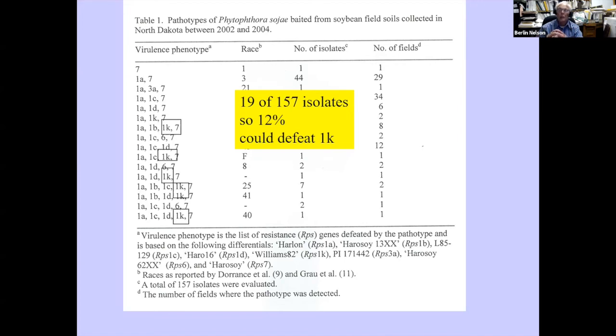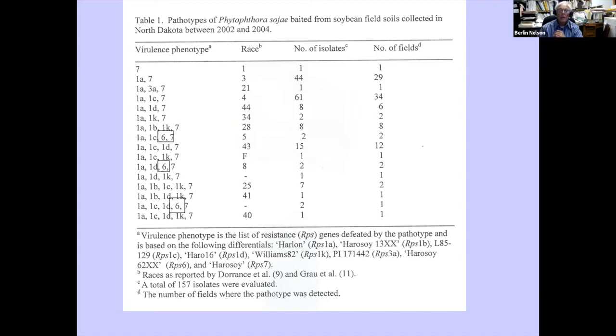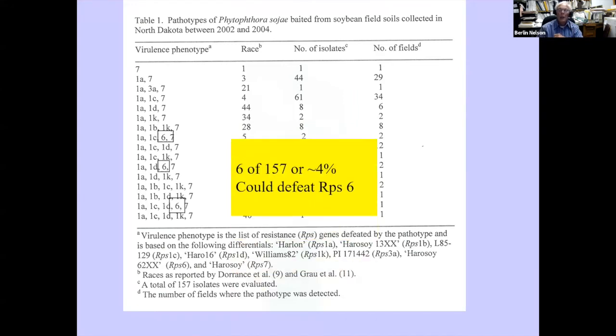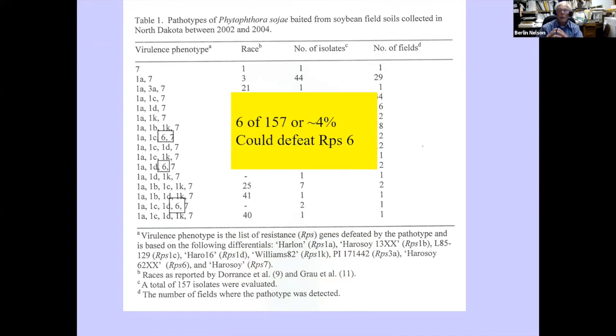Okay, well, let's take RPS6, one that Ted uses in his programs. Only 6 of 157, so only about 4% could defeat the RPS6 gene. So if we just look at those two numbers, you'd have to say, wow, RPS6 is a lot better gene than RPS1K in general out in those fields, right? But not very many cultivars actually use RPS6. It was primarily the ones from NDSU and a few others.